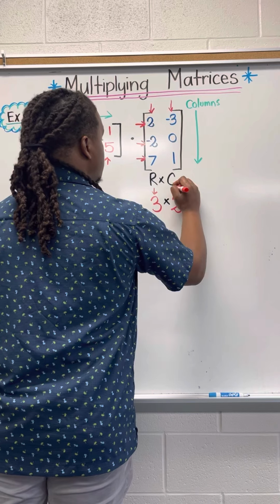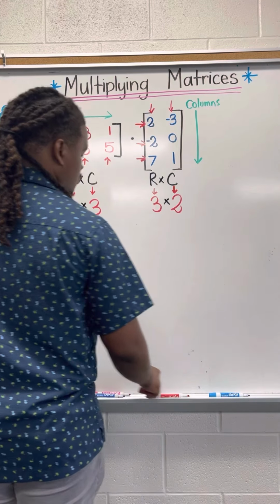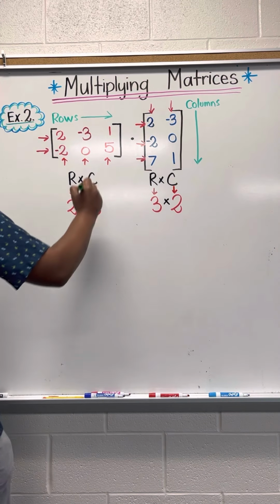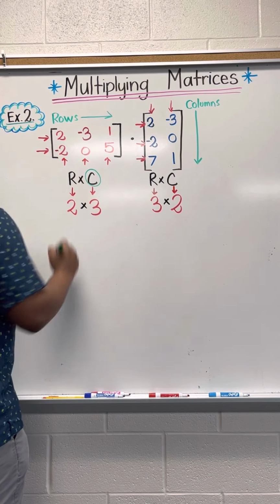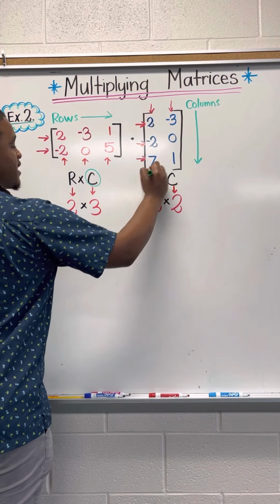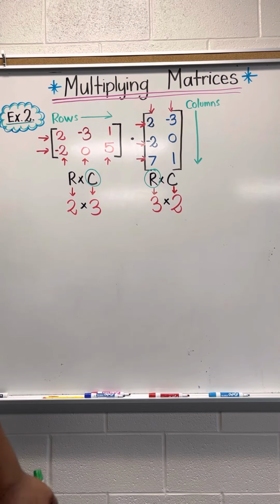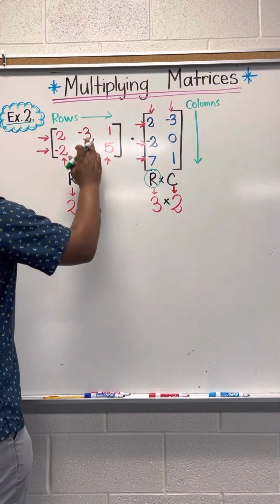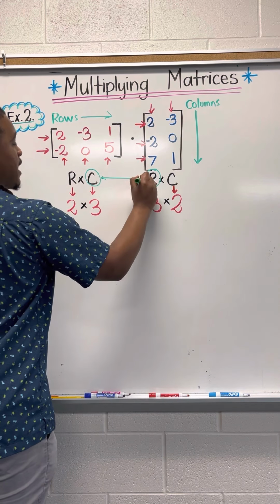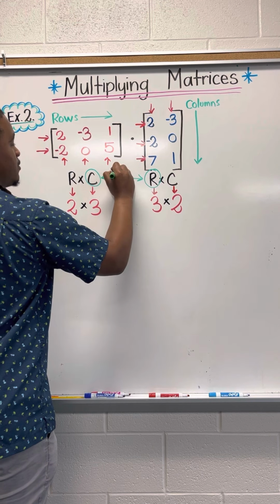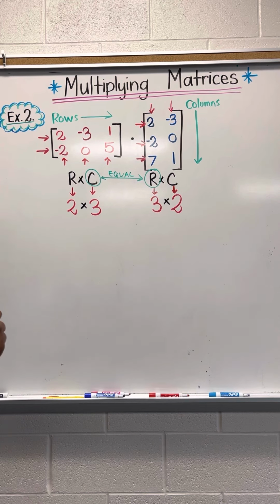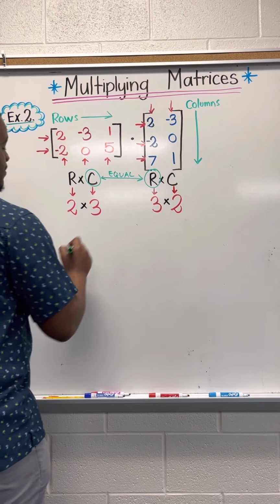Now, in order for us to be able to multiply these matrices together, the columns of the first matrix have to equal the rows of the second matrix. Once again, the columns of the first matrix have to equal the rows of the second matrix. So let's actually see if that happens.